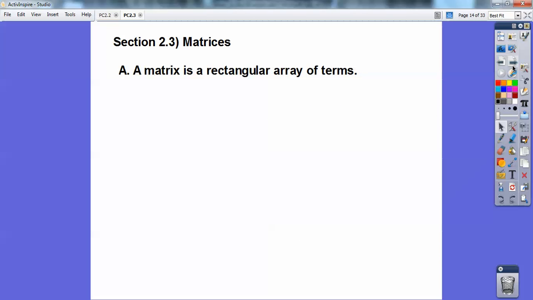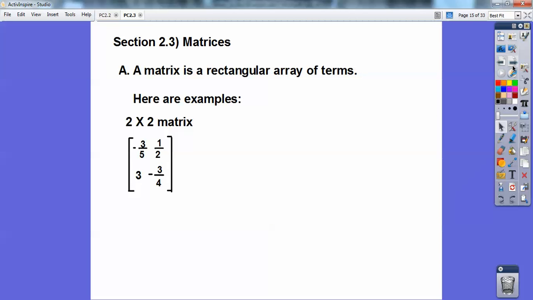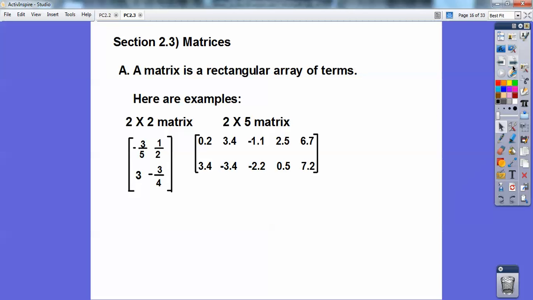Okay, so a matrix is a rectangular array of terms. So here's an example of a 2 by 2 matrix. Here's an example of a 2 by 5 matrix. 2 rows. Rows are the horizontals. And then the columns, think of a column that holds up a coliseum. The columns are the pillars that are holding it up. They go up and down. So these are columns here. So it has 5 columns, has 2 rows right here.